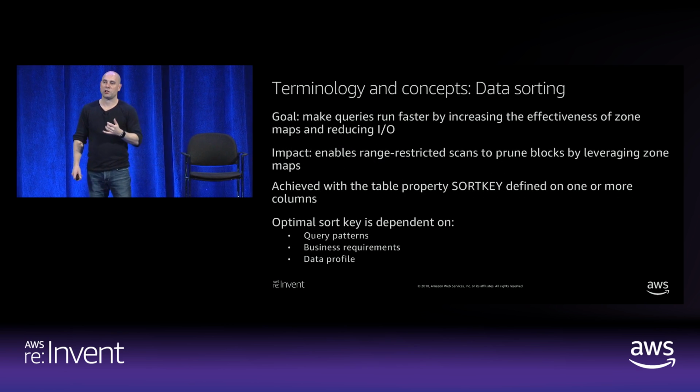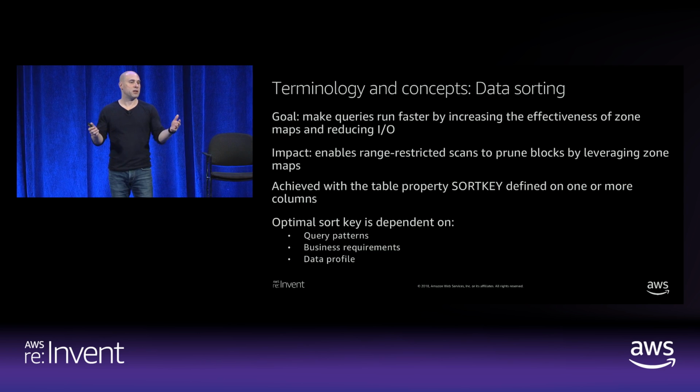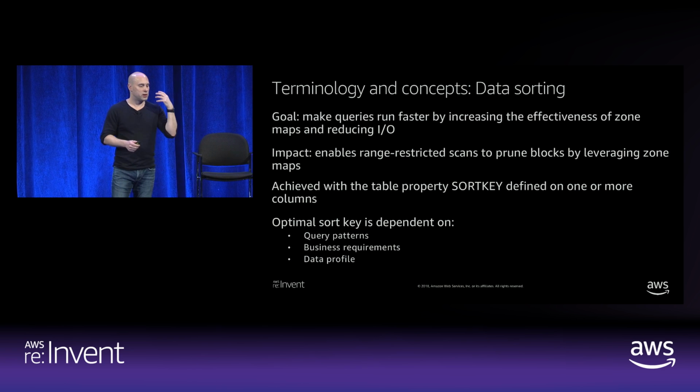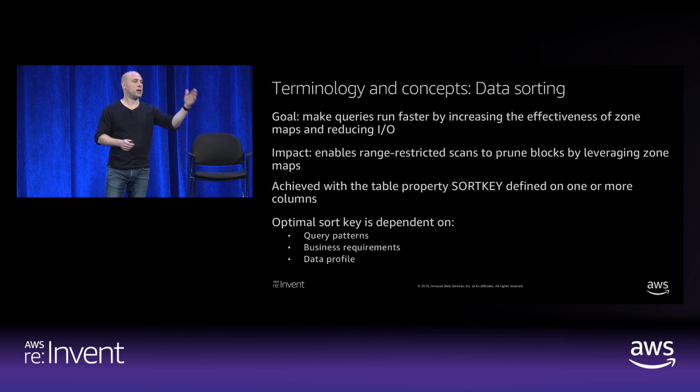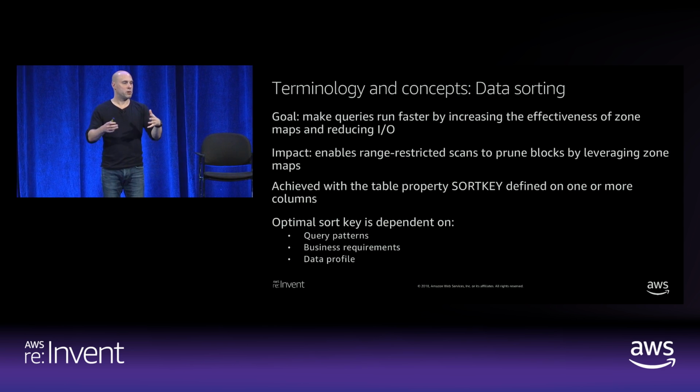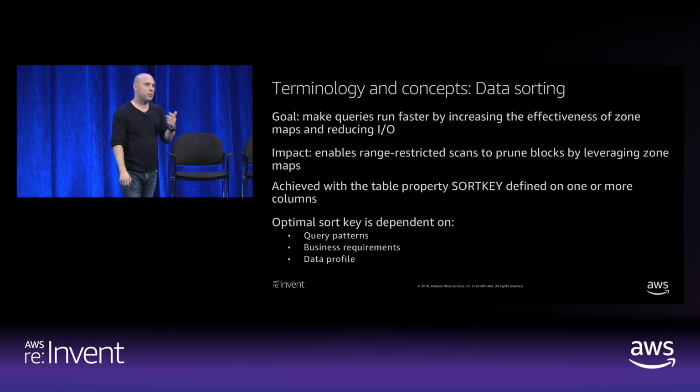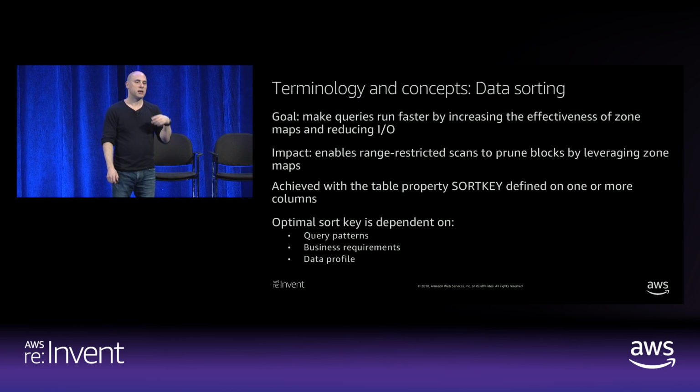The next piece of terminology introduced to you is data sorting. This is really just the physical sorting of data on disk. So for example, you can say, I want to sort by this column, and the data will be physically stored on disk, sorted by those columns. The primary purpose of sorting, or why you want to use it, is to make the zone maps more effective.